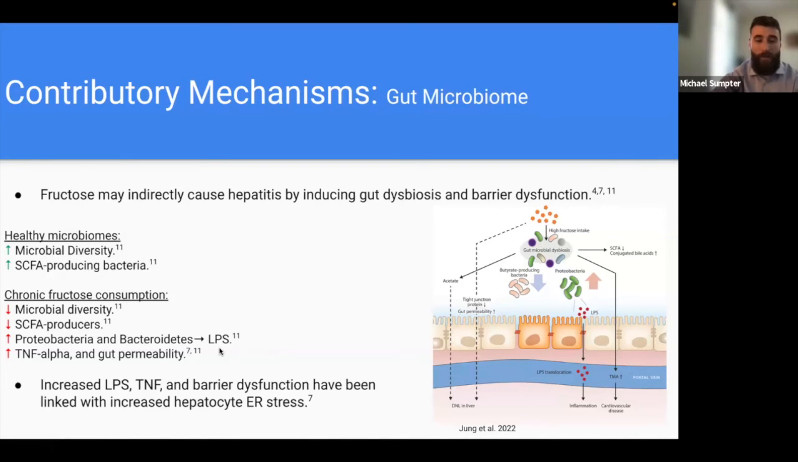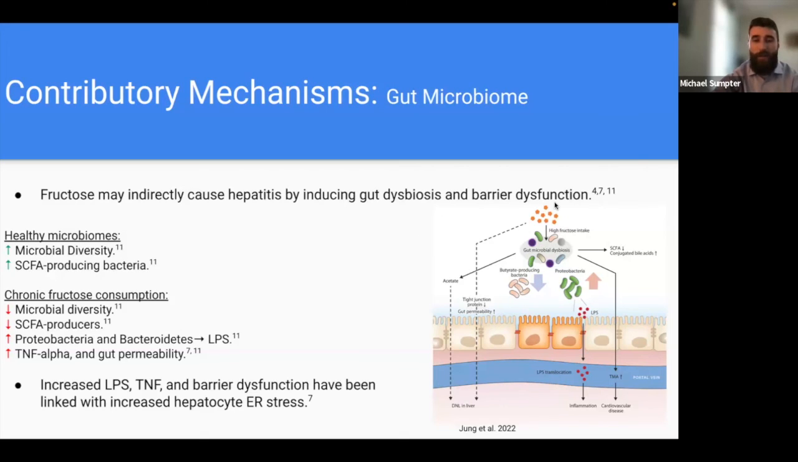They more commonly produce LPS, or lipopolysaccharide. What does this get us? It gets us an increase in TNF-alpha release and gut permeability. So increased LPS, TNF-alpha, and barrier dysfunction have all been linked with increased hepatocyte ER stress, one of the markers of liver inflammation, which, if you remember, is one of the key characteristics of NASH, non-alcoholic steatohepatitis.